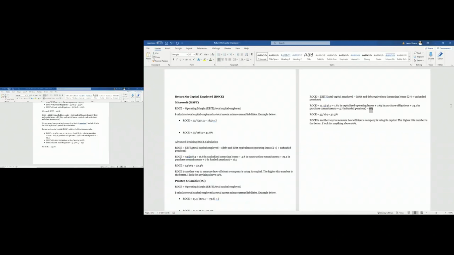Plus 0.63. There we go. That's not right. Purchase commitments. So I left that in there by accident on the last one. Gotta be careful of that. So 55.1, so 55.2 rounded up. So 15.7 divided by 55.2.